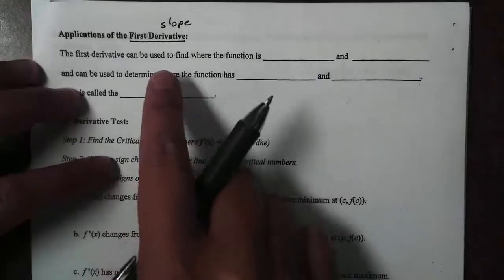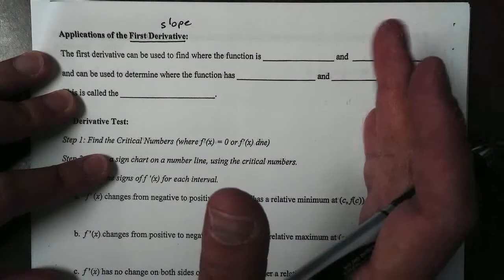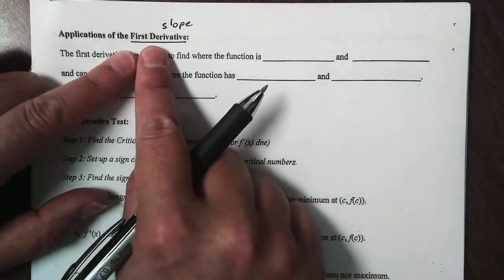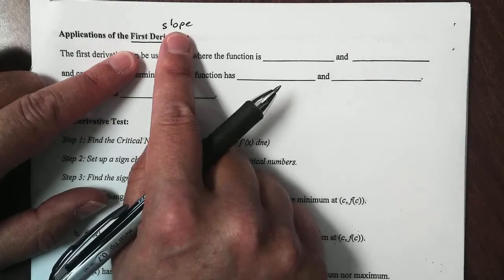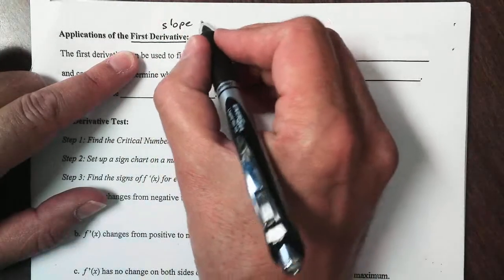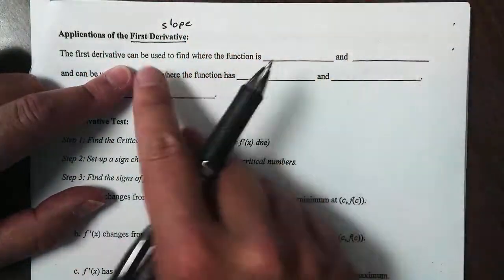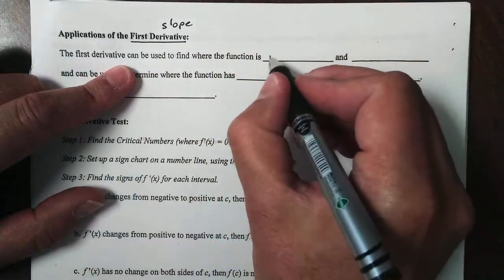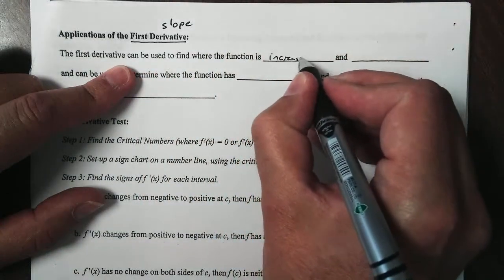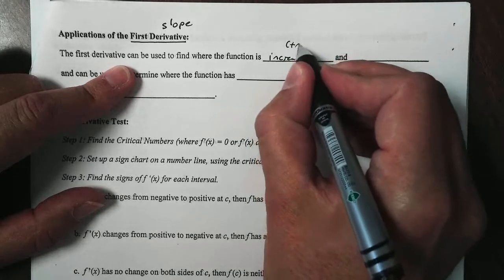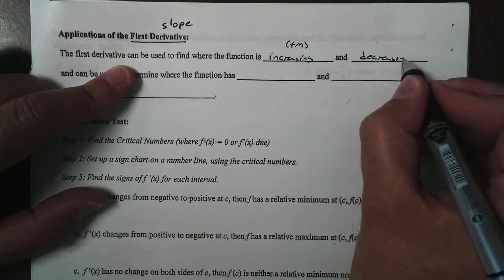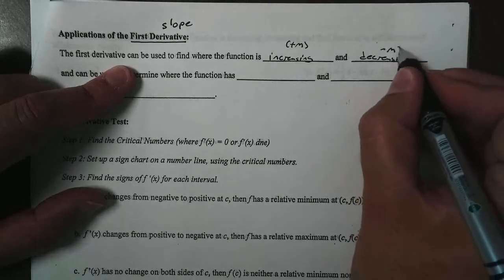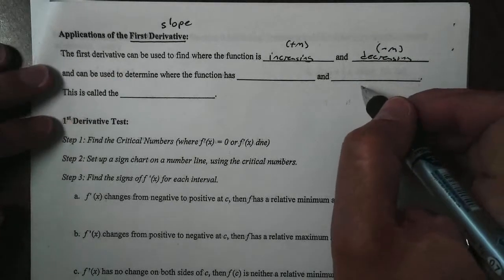Welcome to part 2 for applications of the first derivative. So the first derivative, remember, we talked about this in the last video, is looking at the slope of a function. And from the slope, we can determine if a function is increasing, if the slope is positive, and decreasing, if the slope is negative. That's one of the main uses.